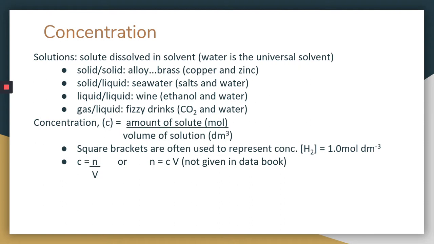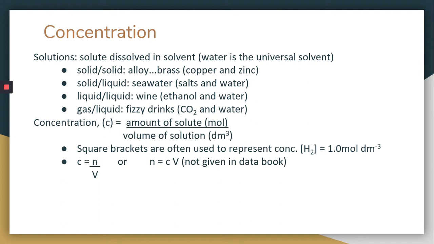Solid-liquid solutions, that's like your salt water, any of your ionic compounds in water. Liquid-liquid, that's like wine. Wine is ethanol and water. You could have gas and liquid, which is like your fizzy drinks, so carbon dioxide and water. You could have a gas-gas solution, like air. So all sorts of different combinations of our phases can be put together to make solutions.